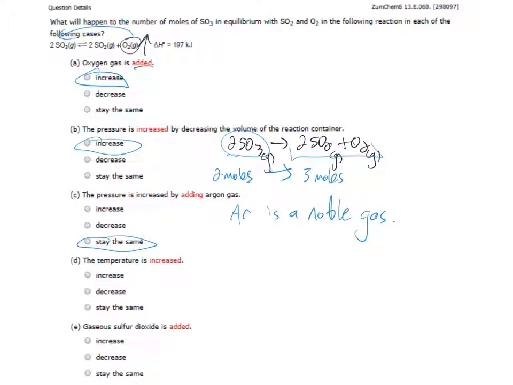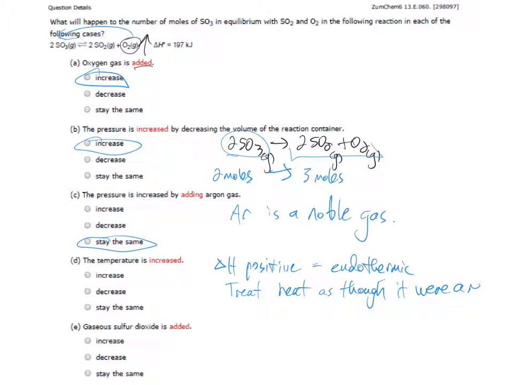Part D, the temperature is increased. In this reaction, the delta H is a positive number, positive 197. That means that the reaction is endothermic. If it's endothermic, that means the reaction requires heat to be continuously added in order to make the reaction go. To make things easy, my suggestion is to treat heat as though it were a reactant. So I encourage you to rewrite the equation with heat written in line with the actual reacting chemicals.